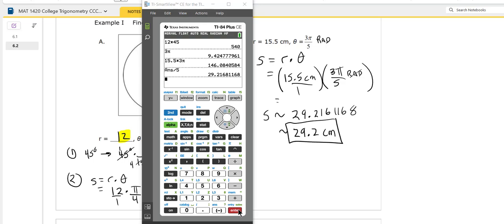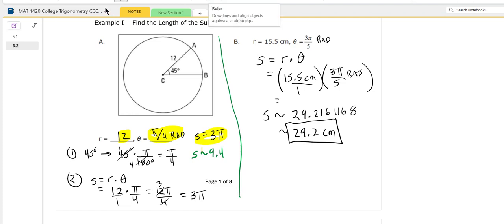And whenever we're doing a subtended arc, the answer should be a unit of distance, like centimeters, inches, that kind of thing. Okay, so that's how you deal with finding the length of a subtended arc.